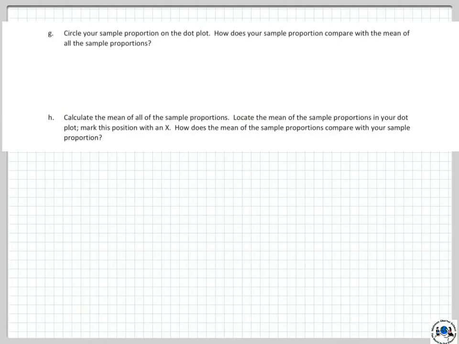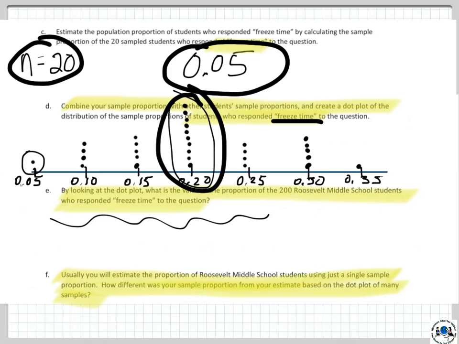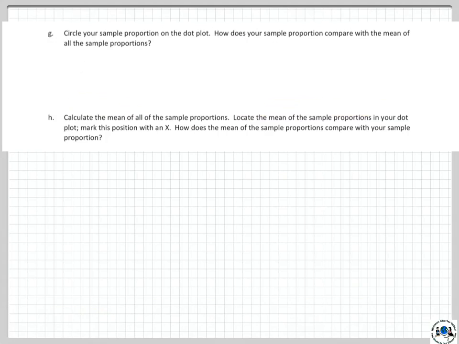Okay, it says here, let me read this, I'll be back. Okay, so again, I addressed this letter G here. It says circle your sample proportion on the dot plot, which I did, and how does it compare to the mean of all? Again, this was mine here, the 0.05, and it was far off. It was really far off.